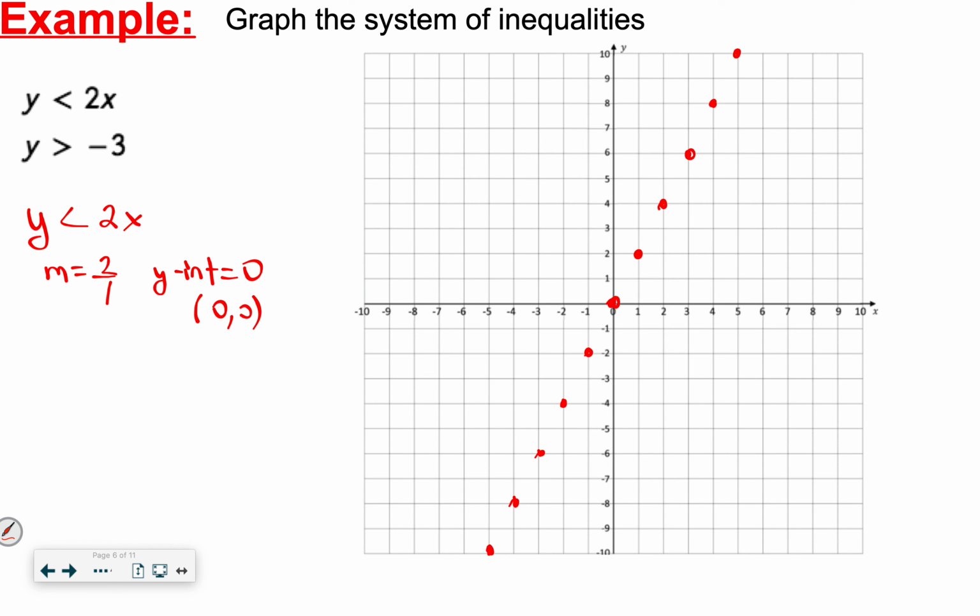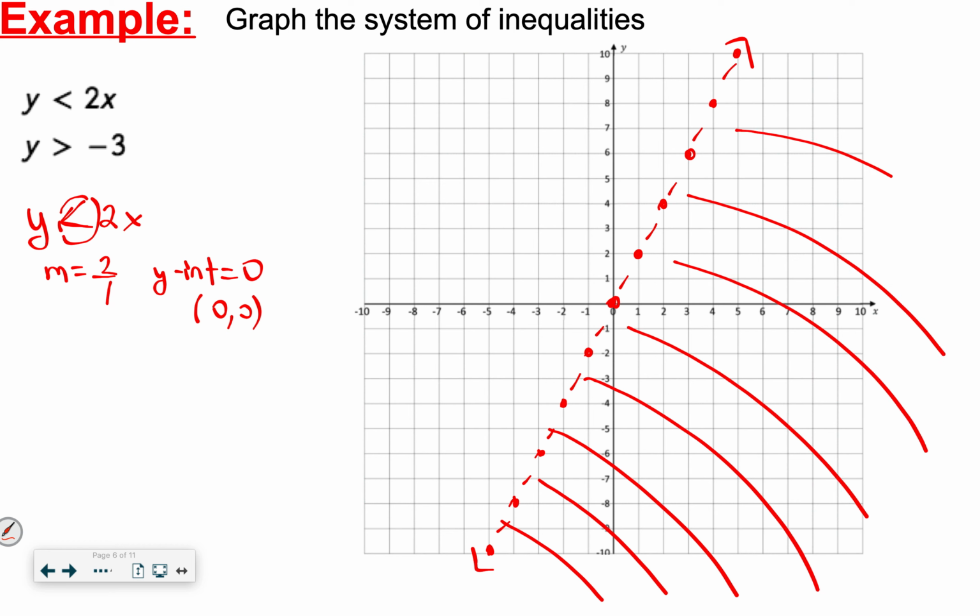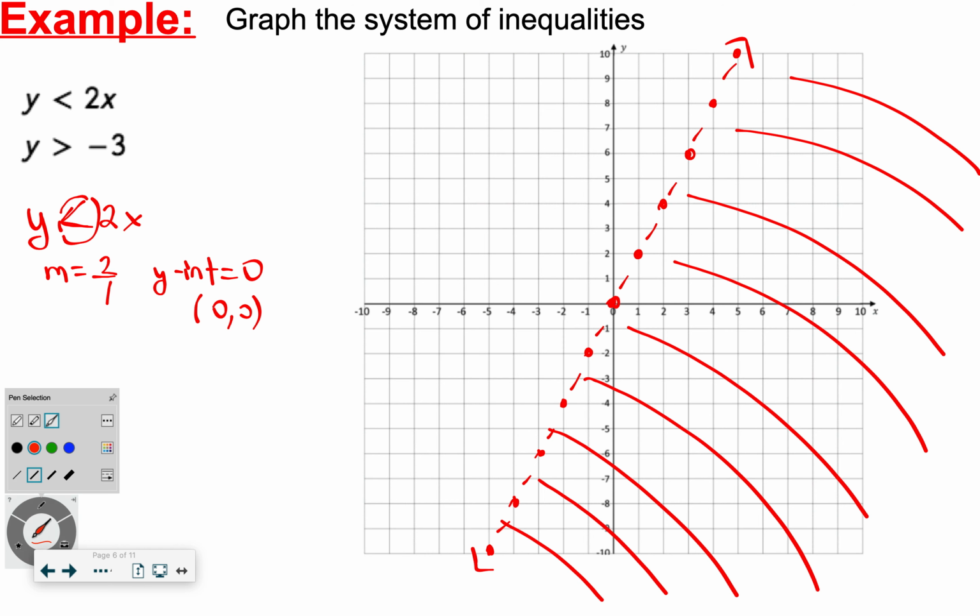Now we will decide either a dashed or solid line. Check the inequality symbol. Since your inequality symbol doesn't include an equal sign, we will use a dashed line. Now we will decide which part of the line we will shade, above or below the line. Since this is less than, we will shade below the line. Here, the first inequality we are done.